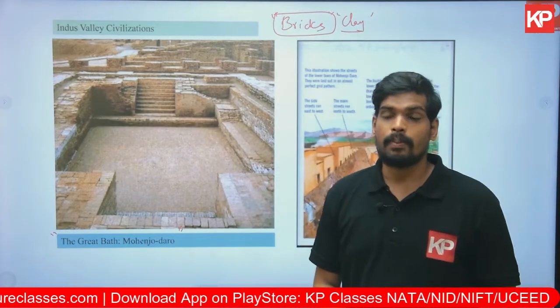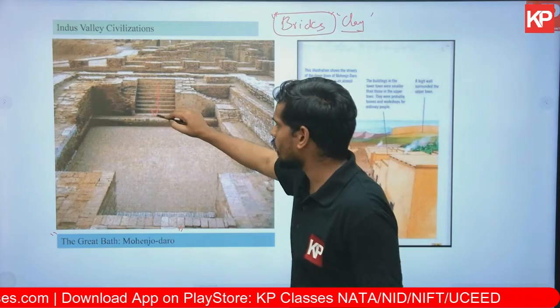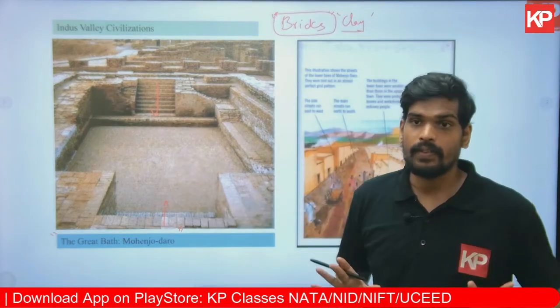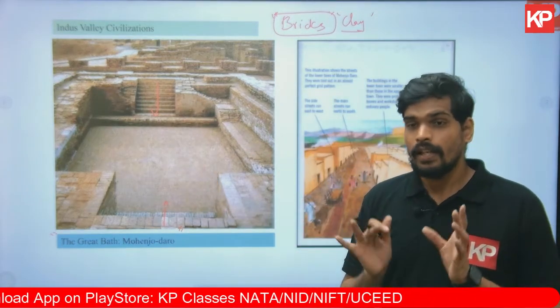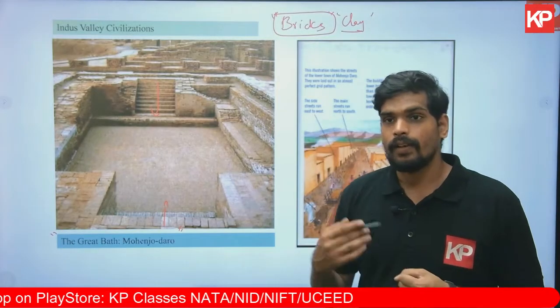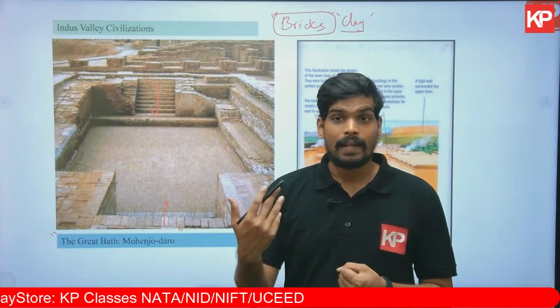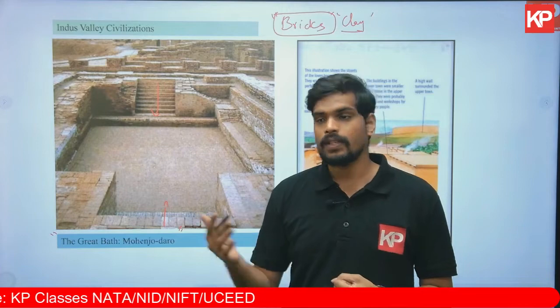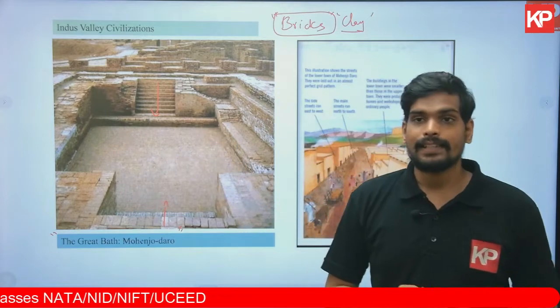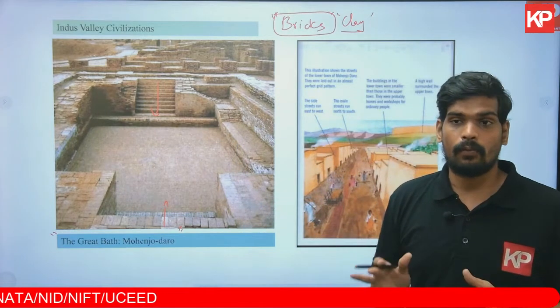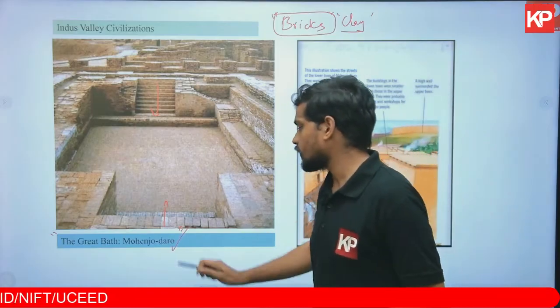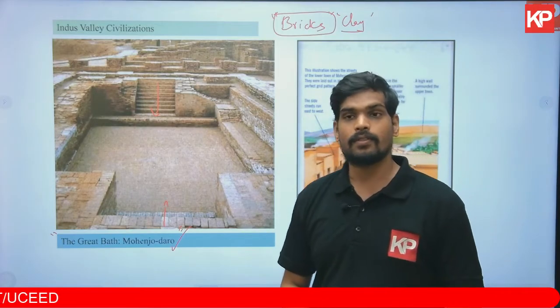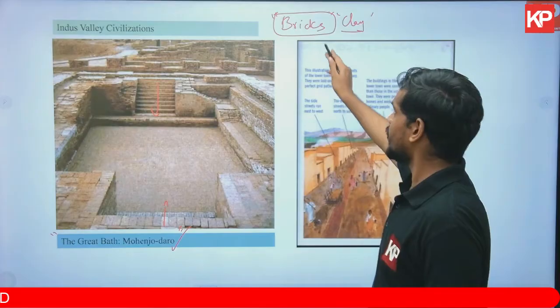Great bath is a large public swimming pool which has steps to give access into it, and it was designed with watertight features. It was made waterproof using natural waterproofing materials like bitumen. Bitumen is a natural substance which was used to fill the cracks and gaps in this particular water bath to make it waterproof. So Great Bath of Mohenjo-daro is the first important building which you have to remember, which is located in Mohenjo-daro. Material is bricks.